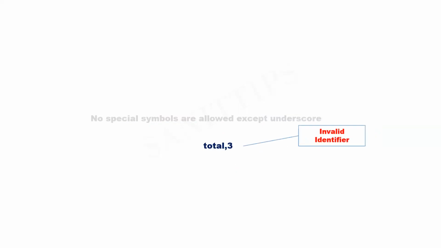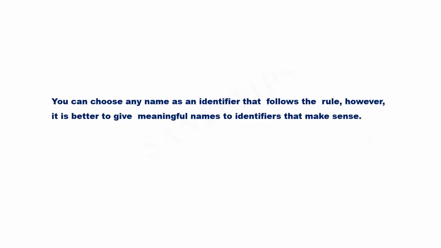No special symbols are allowed except underscore. "Total,3" is an invalid identifier as comma is not allowed. The only special symbol that is allowed within an identifier is underscore. You can choose any name as an identifier that follows the rule.